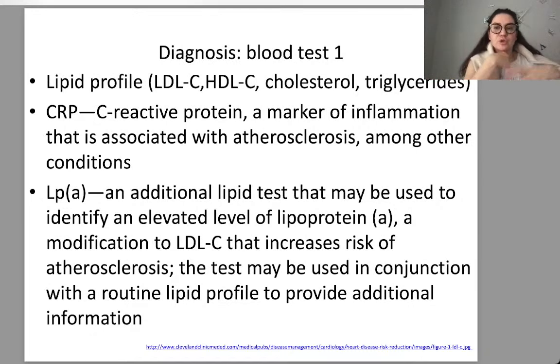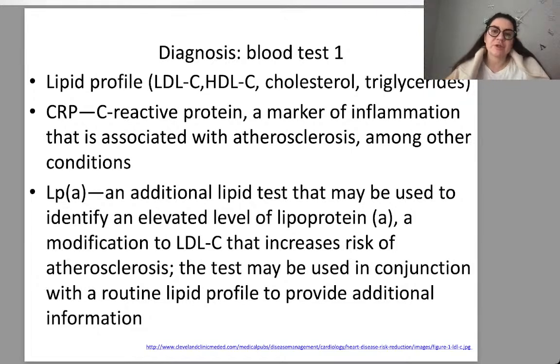It is obligatory to check total cholesterol, low density lipoproteins, high density lipoproteins, triglycerides. Moreover, we usually check lipoprotein A in the lipidogram. It is an additional lipid test that may be used to identify an elevated level of lipoprotein A, a modification of low-density lipoprotein C that increases the risk of atherosclerosis. The test may be used in conjunction with the routine lipid profile and provides additional information.